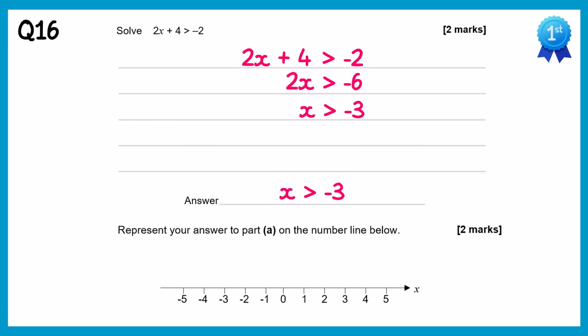For the second part of the question, we need to represent the previous part's answer on this number line below. So that's this inequality here. We start by drawing a circle at the number in that inequality, negative 3. We then need to decide if we're going to leave this circle open or shade it in. Since the symbol is a greater than, we will leave it open. Had it been greater than or equal to, we would have done a shaded circle instead. Then we need to draw an arrow to represent the direction of the numbers that are greater than negative 3. This would be to the right, since all of these numbers here are greater than negative 3. For example, 1 is greater than negative 3.